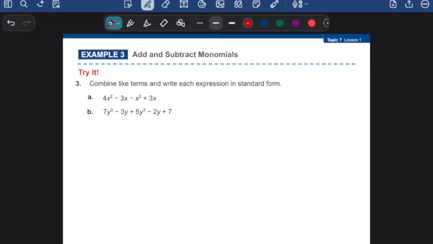Try it, number 3. Combine like terms, and of course write the expression in standard form. So I'm going to highlight the like terms. I have an x squared term. Do I have any more x squareds? Yes, I do. I have a negative 1x squared. So remember, there's an invisible 1 right there. I have an x term, and it's a negative x term, and I have another x term. So I'm going to combine those.